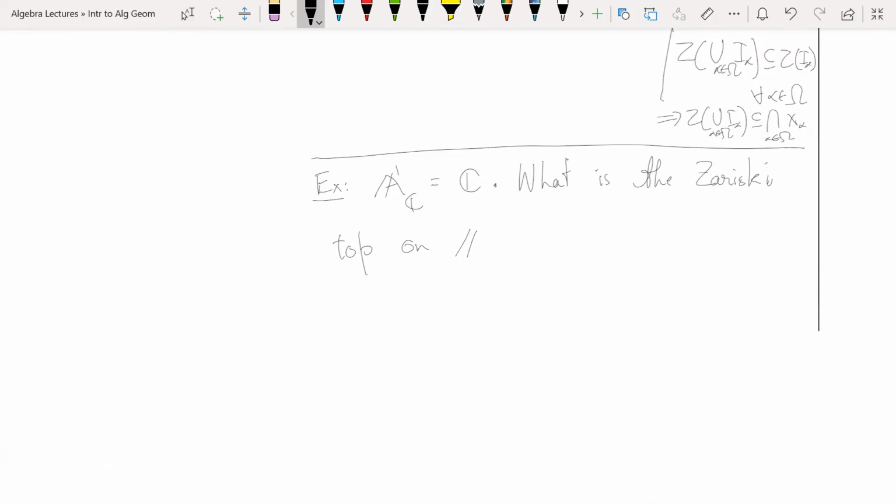On A1C, by definition, we can first figure out what the closed sets are. Of course the empty set and C are obviously closed because it's a topology, but in general what are the closed sets in A1C? So what are the algebraic subsets of A1C? Those are the closed sets. So what are examples of algebraic subsets?